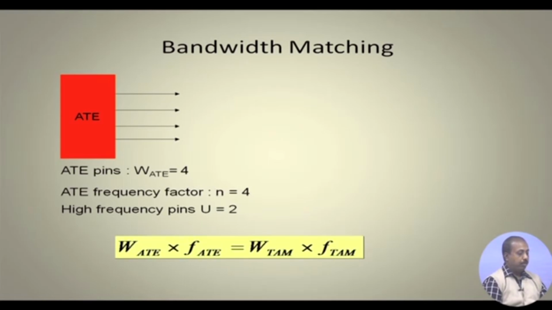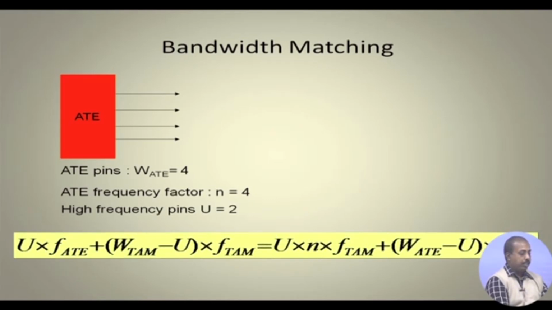Now, W into ATE, this formula has to be satisfied. W into ATE is the width of the ATE multiplied by FATE, so that is the number of bits transferred through this channel per unit time. That should be the same as WTAM multiplied by FTAM, the number of bits actually reaching the core. So they should be matched. Naturally, there is a mismatch here.